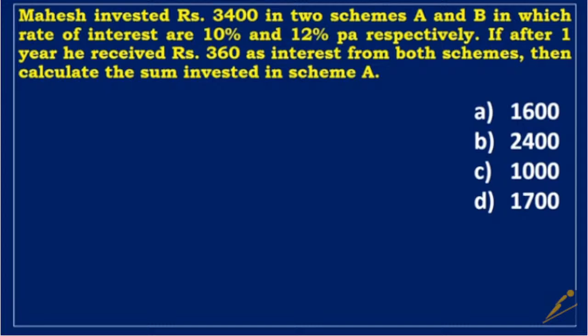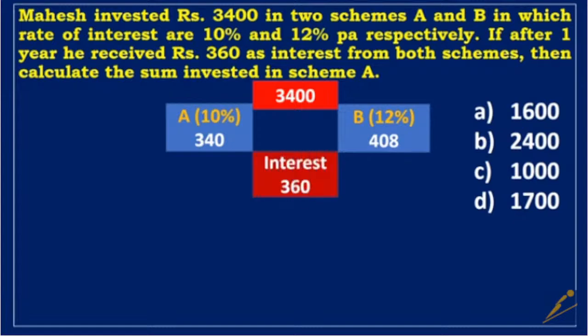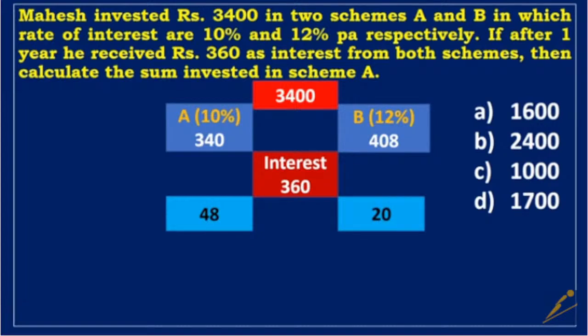According to the question, Mahesh invested 3,400 rupees. He invested 10% in scheme A, which is 10% of 3,400 equals 340. He also invested 12% in scheme B, which is 12% of 3,400 equals 408. The interest in both schemes is 360. The difference between 408 and 360 is 48. Similarly, the difference between 360 and 340 is also 20.